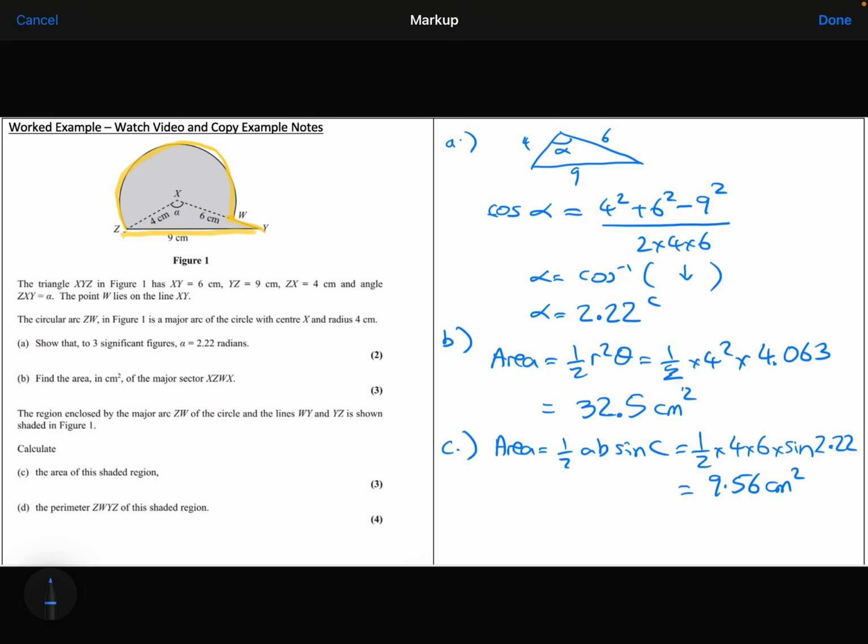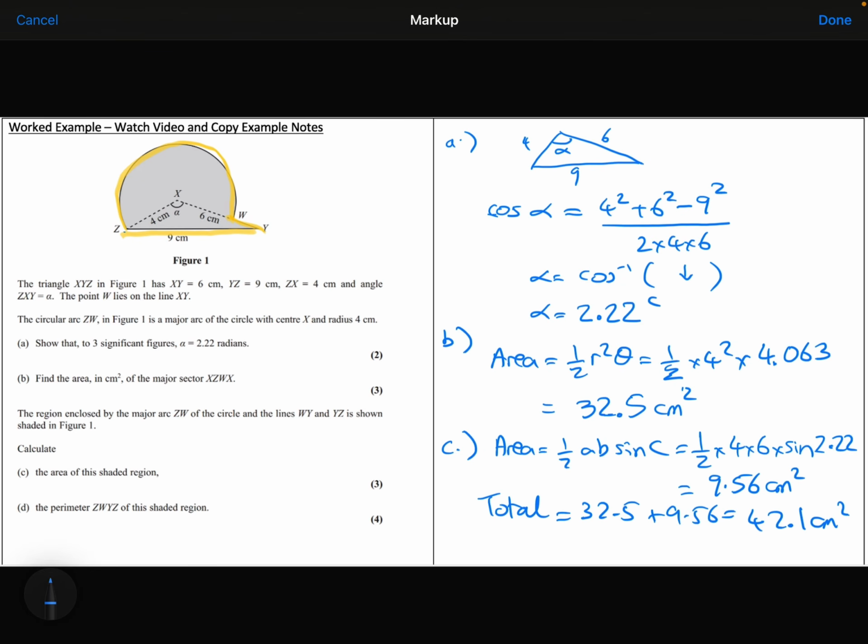That's the triangle. So we are now going to have to add that to the sector. So 32.5 plus 9.56. And we get 42.1 centimetres squared. So that is my answer to part C.